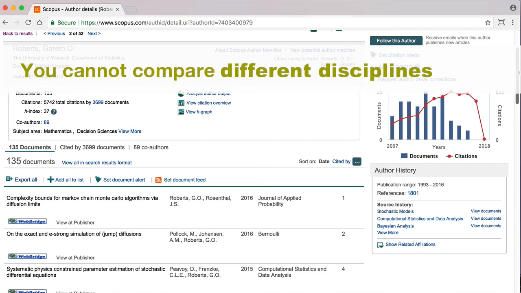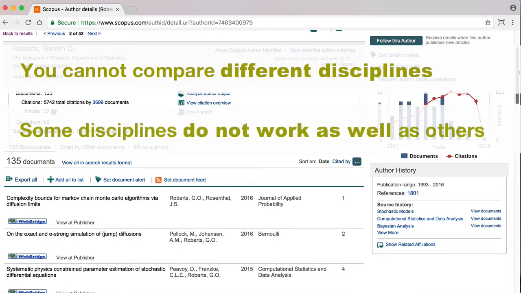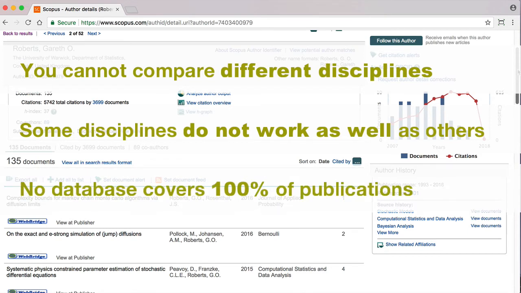You cannot compare one discipline with another because disciplinary practices in terms of citation can differ greatly. There are disciplines where bibliometrics may not work as well as the coverage for these disciplines in the databases is not as good, for example the arts, engineering, computer science, law and business. Mathematics and statistics also traditionally have lower citation scores than other science disciplines. No single literature database has 100% coverage of all publications, so some papers will always be missed.